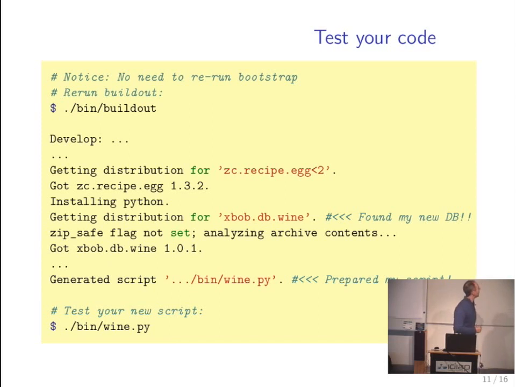Normally, if everything went fine, it should print something like this. Getting distribution for blah, blah, blah, and you're going to see here, getting distribution for xbob.db.wine. So it has found magically your package somewhere, and I'm going to talk about this somewhere later on, and installs it locally and makes it available for a script to run. Okay? And then generates your wine script. And you can now test it. Just run it. It should work.